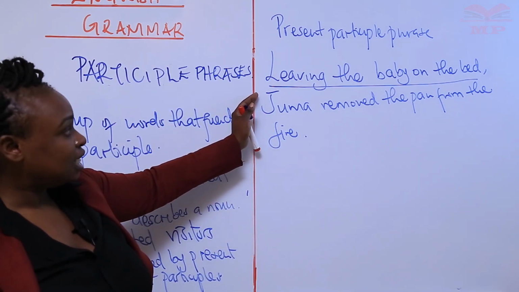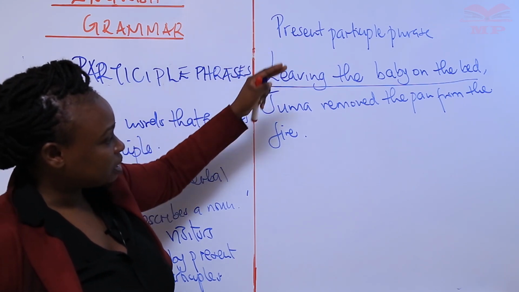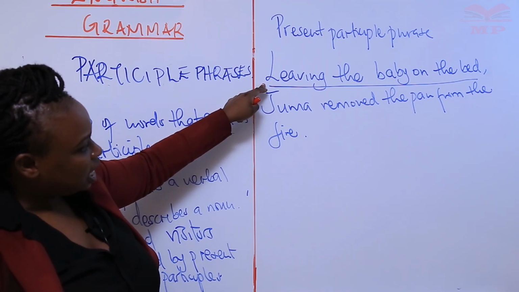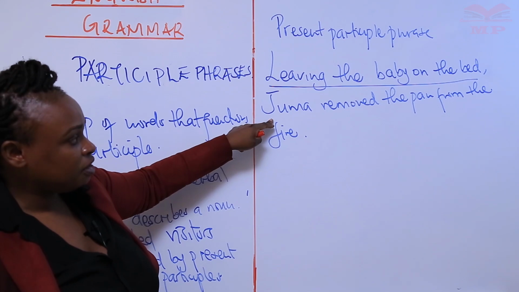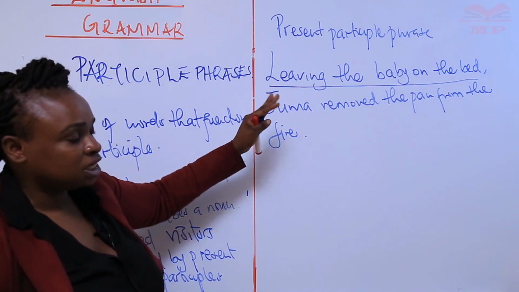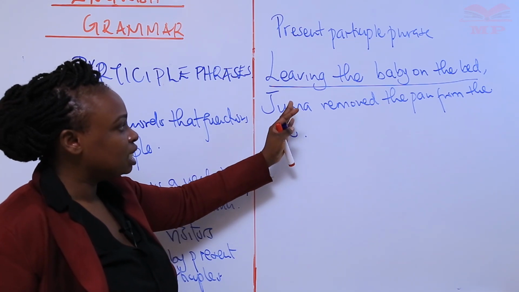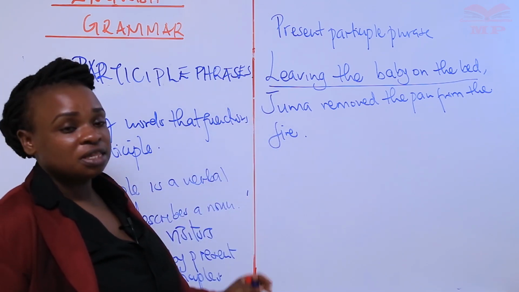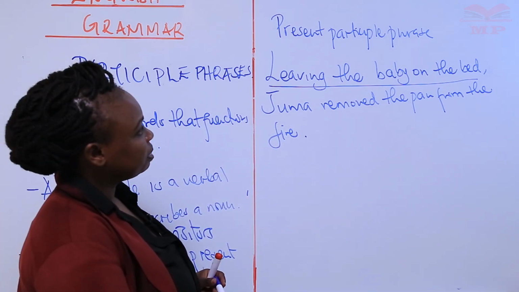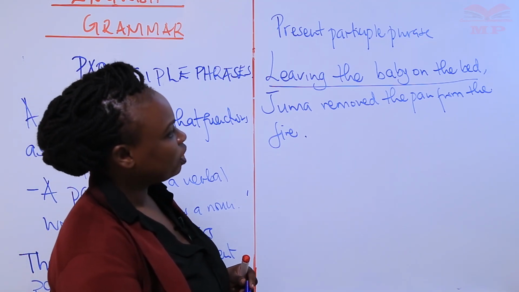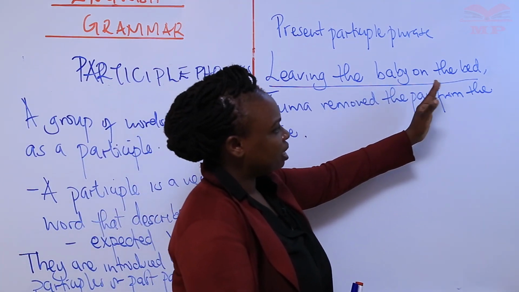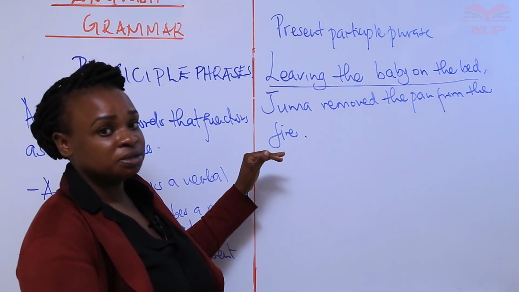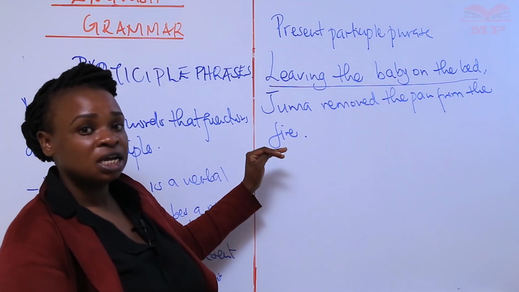We also went ahead to say that the present participle phrase is used to emphasize that the action in the participle phrase happens immediately before the action in the main phrase, so that both happen almost simultaneously. This action comes immediately after this other action. The participle phrase is separated from the rest of the sentence by a comma. For example, leaving the baby on the bed, comma, Juma removed the pan from the fire. For grammatical purposes, it is important that you separate it from the rest of the sentence using a comma.